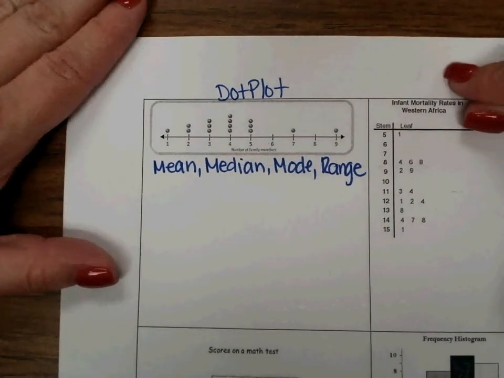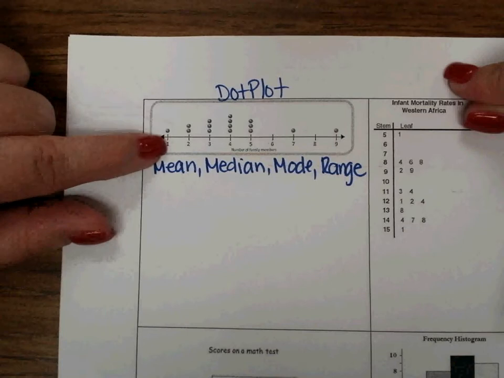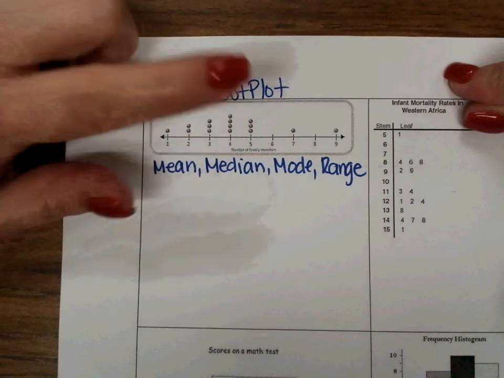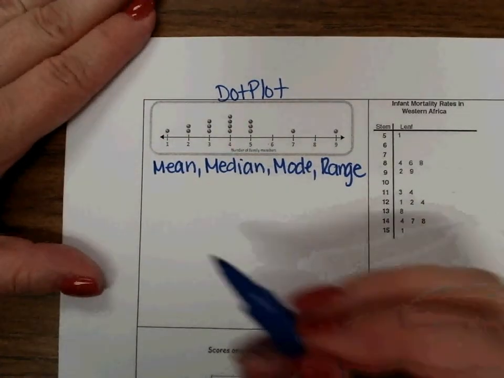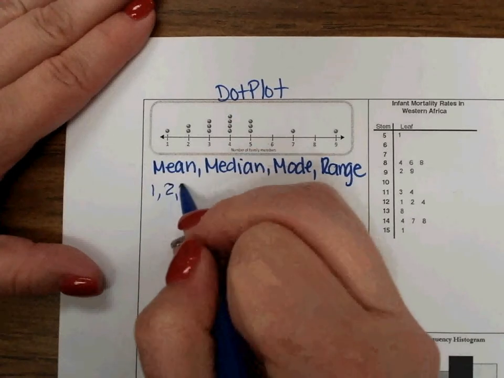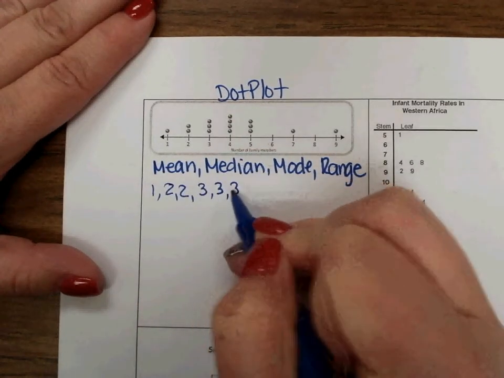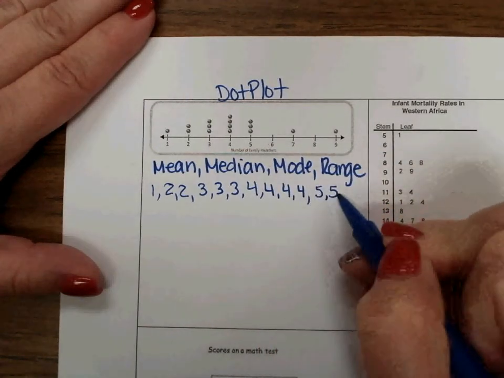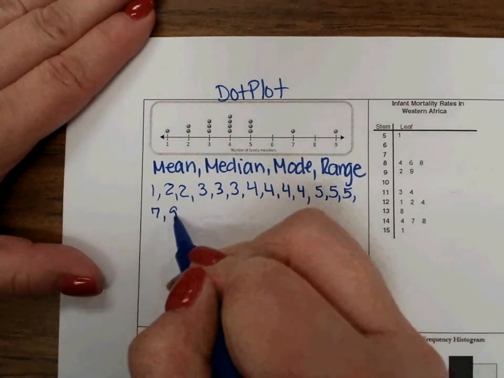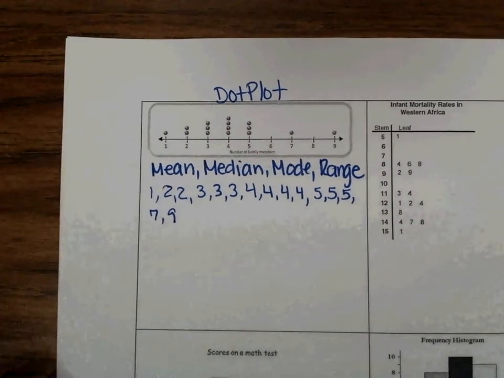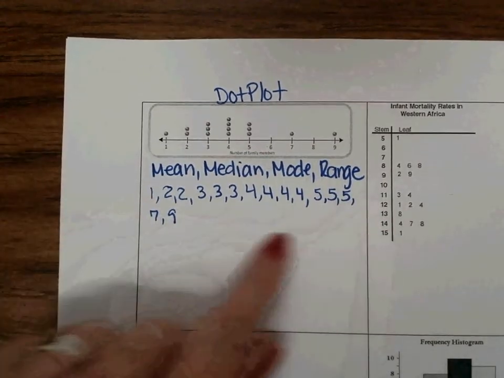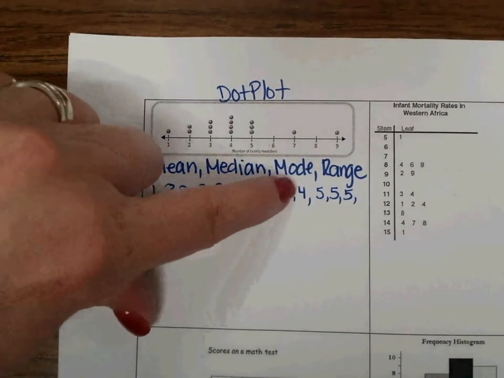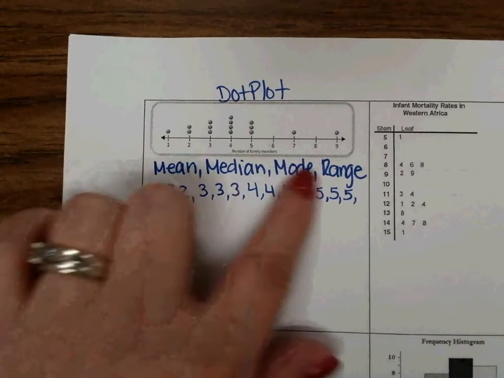If I was looking at this, I have 1 point at 1, so there's 1, 2 2s, 3 3s, 4 4s, odd enough, and then 3 5s. So if I was to list these numbers out in order, it would go 1, 2, 2, 3, 3, 3, 4, 4, 4, 4, 5, 5, 5, 7, 9. From this we can find the mean by taking these numbers, adding them up, and dividing by how many there are. There's 1, 2, 3, 4, 5, 6, 7, 8, 9, 10, 11, 12, 13, 14, 15. So I'd add these 15 numbers together and divide by 15.